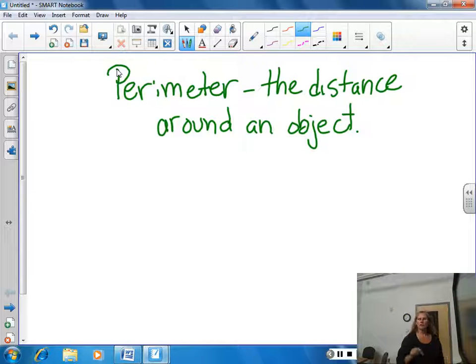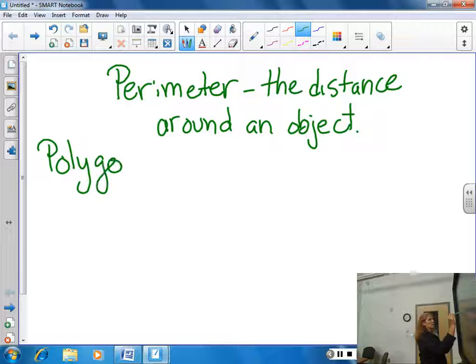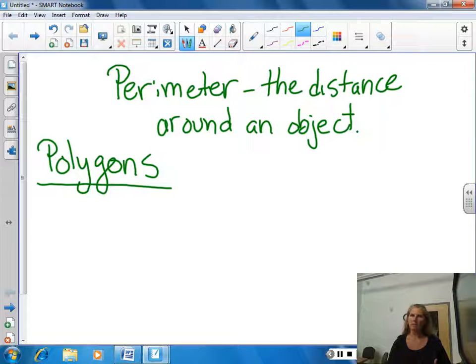The kind of shapes that we're going to be finding perimeter for are called polygons. Poly means many, so it could have many sides. The smallest number of sides is 3, that's a triangle.